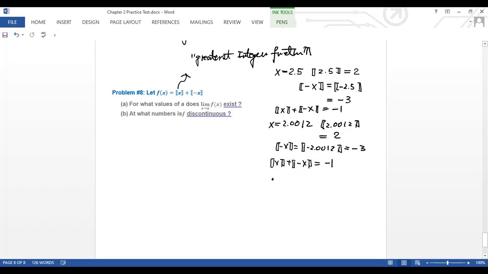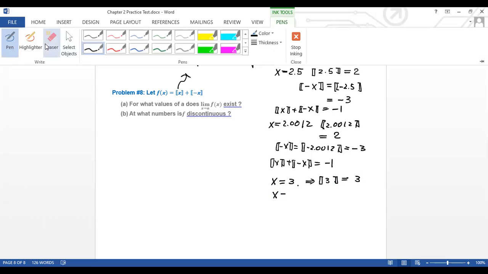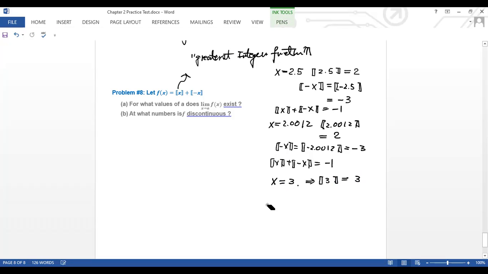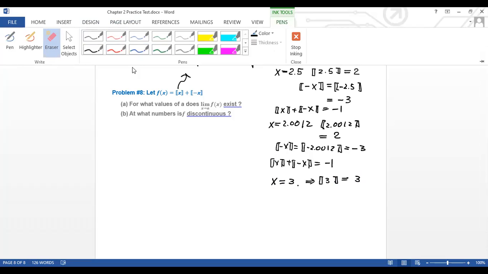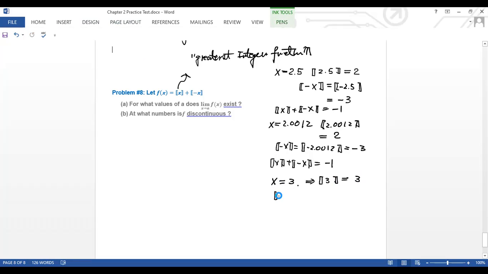Let's take a look. If x equals 3, a whole number, what is this one? It's equal to 3. Now if you put the negative here, like -3, it's still going to be -3. So the x plus the negative x is always going to be 0.